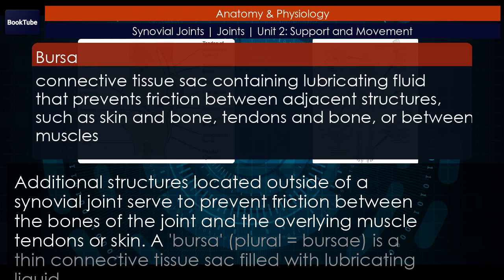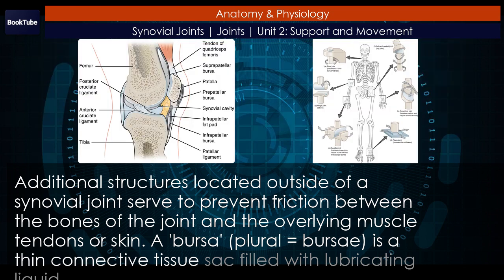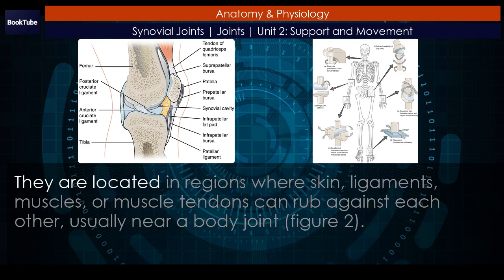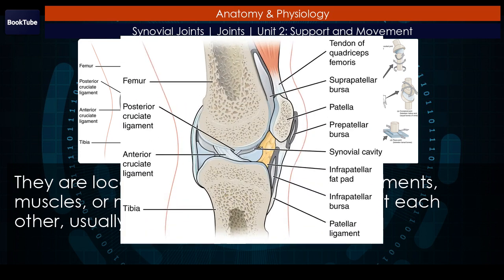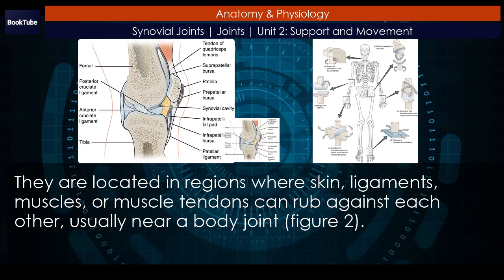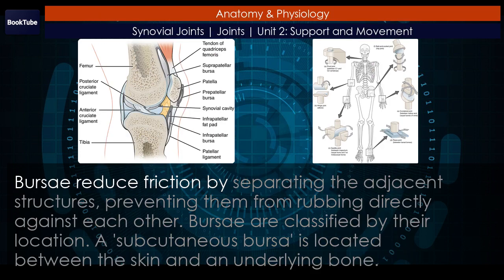A bursa, plural bursae, is a thin connective tissue sac filled with lubricating liquid. They are located in regions where skin, ligaments, muscles, or muscle tendons can rub against each other, usually near a body joint. Figure 2. Bursae reduce friction by separating the adjacent structures, preventing them from rubbing directly against each other. Bursae are classified by their location.